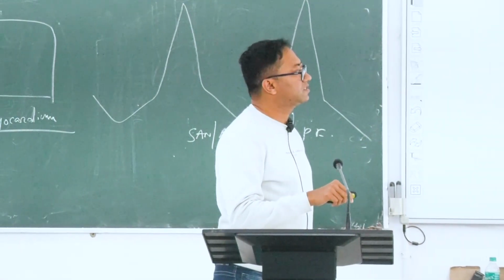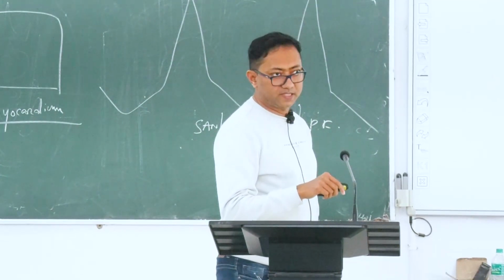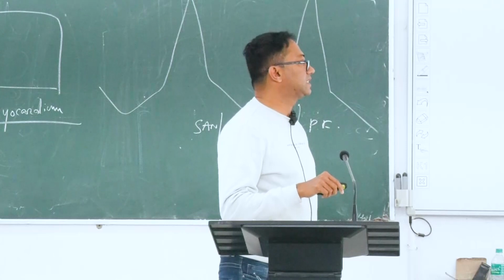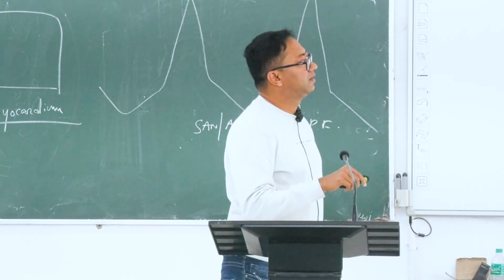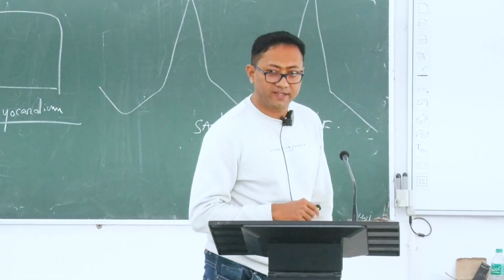And your heart rate depends on these two factors, okay? The more negative the maximum diastolic potential, the higher the heart rate, and if the slope increases, the heart rate will also increase, right?